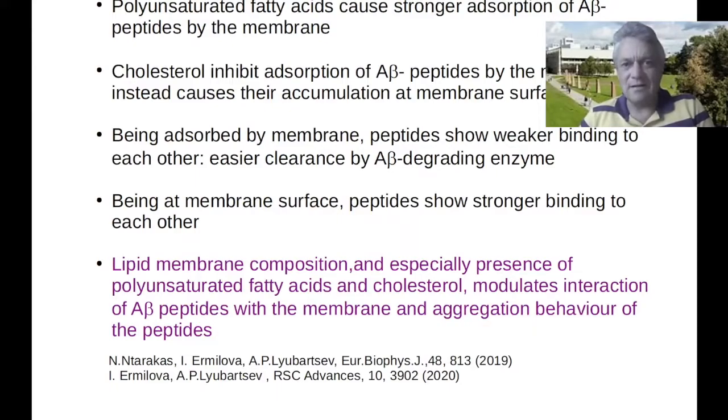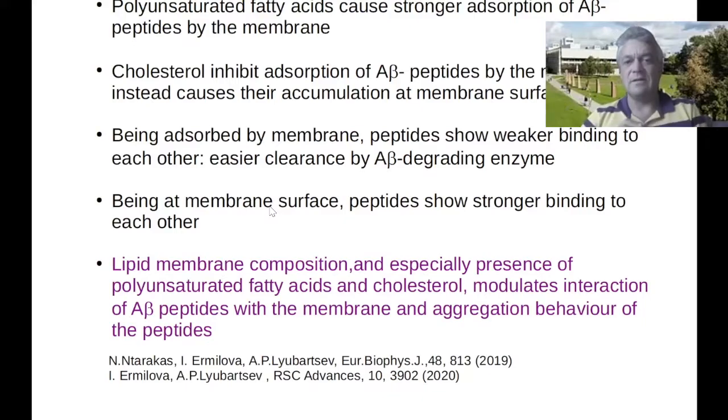Cholesterol, oppositely, inhibits absorption of amyloid peptides by the membrane, and instead it causes accumulation of these peptides at the membrane surface. When amyloid peptides are absorbed by the membrane, peptides show weaker binding to each other. So they are more clustered when they are on the surface of the membrane, but not inside the membrane. Inside the membrane, clusterization of peptides is weaker, aggregation is weaker. And this may be the reason that it can be more easily cleared by amyloid degrading enzyme.